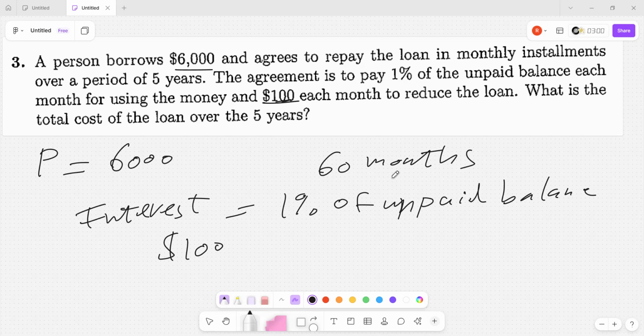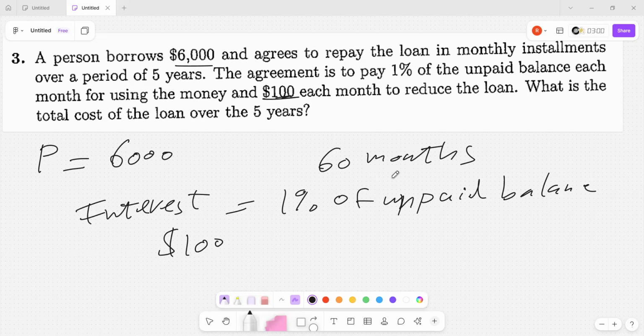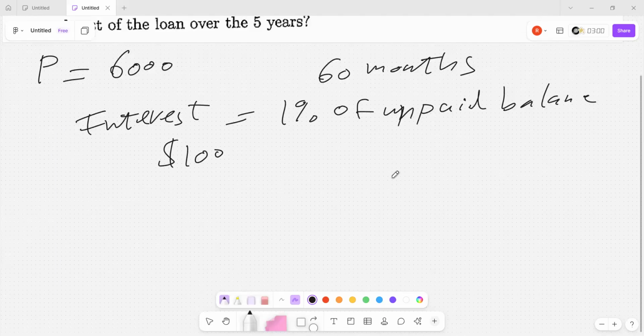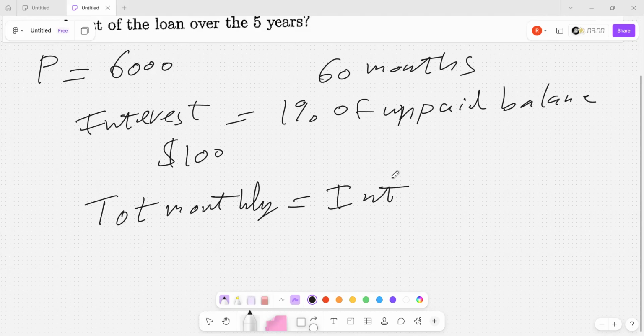So our formula that we will work with is what? The total monthly payment will be equal to the interest plus $100, where interest will be 1% of the remaining balance.